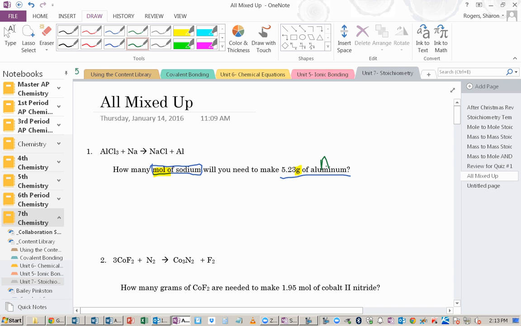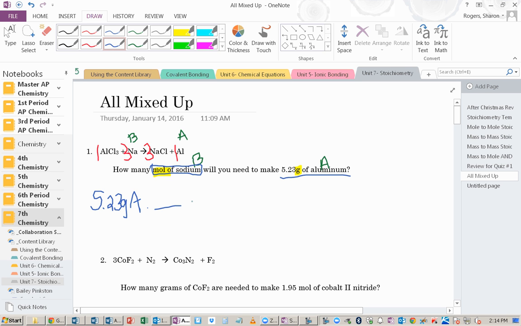So substance A is aluminum, substance B is sodium. Aluminum is A and B is sodium. If I balance this equation real quick, I'll get a 3 here and a 3 here. All right, so if I go ahead and get started, 5.23 grams of A.